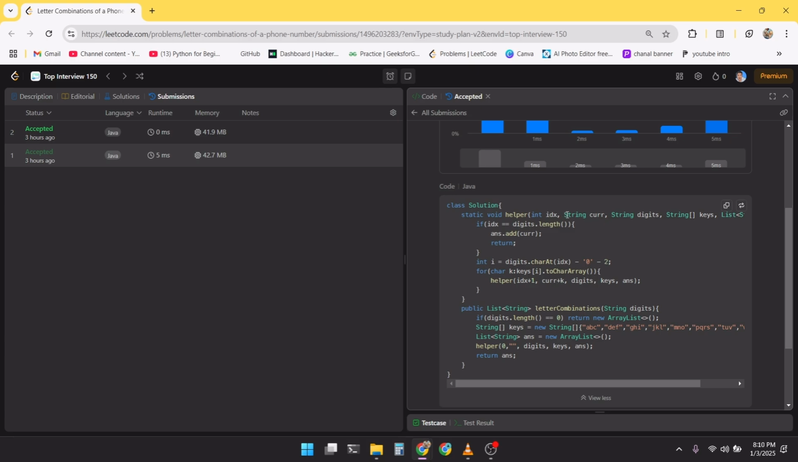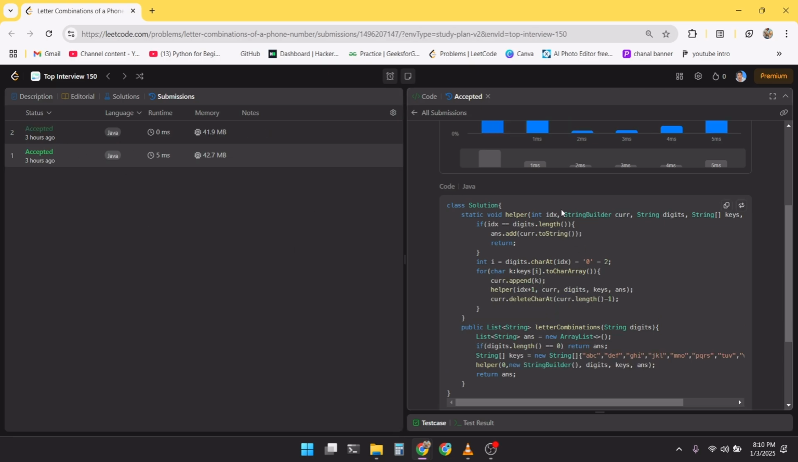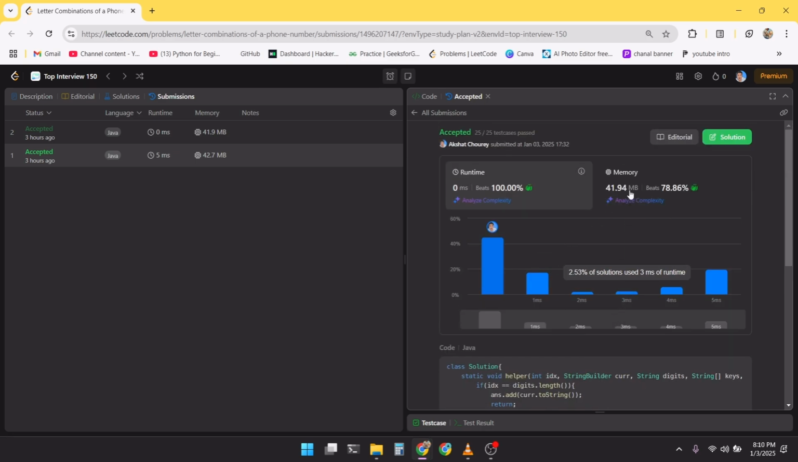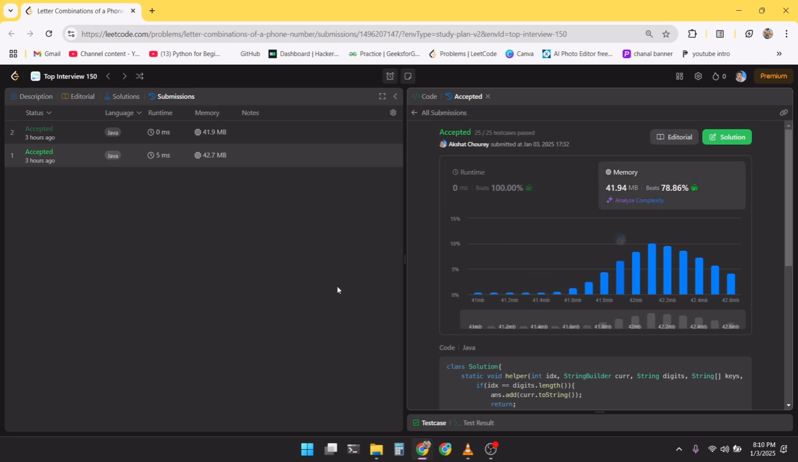The thing is, I had used string, and there are so many addition or deletion functions in string. So instead of using string, this time I've used StringBuilder, one of the classes in Java. So it actually drastically improved the space and time complexity.